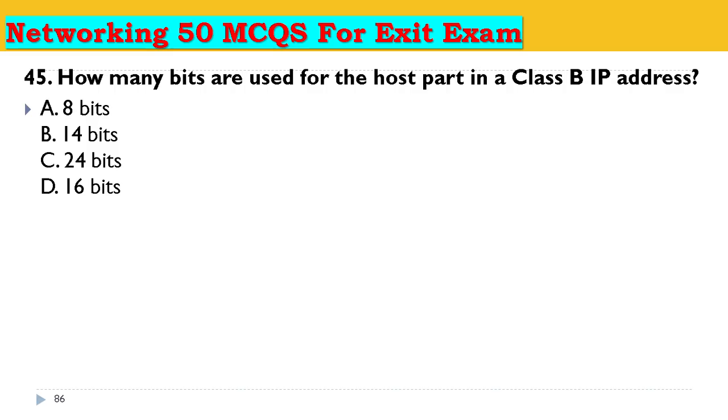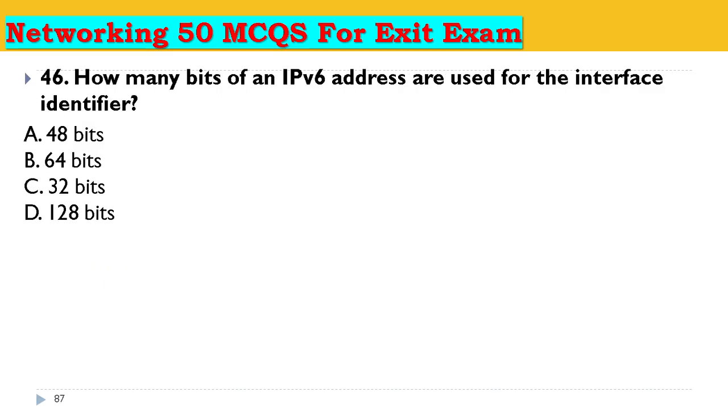45. How many bits are used for the host part in a class B IP address? For a class B IP address, the host part is 16 bits and the network part is also 16, so D is the correct answer. 46. How many bits of an IP version 6 address are used for the interface identifier? The number of bits of IP version 6 used for the interface identifier is 64 bits. For IP version 4, it is 32 bits.